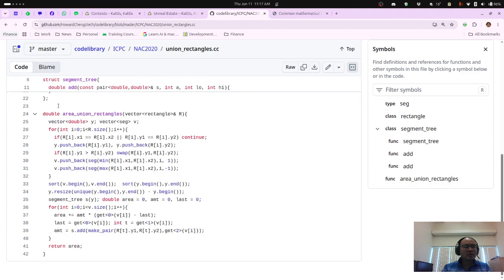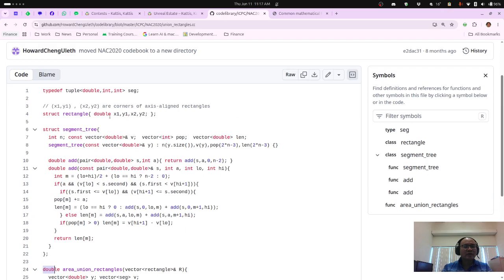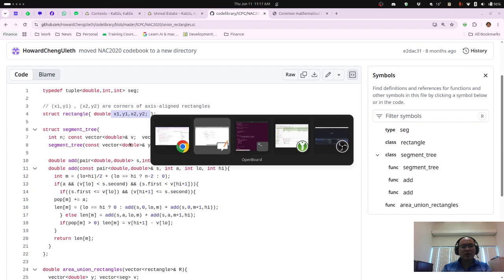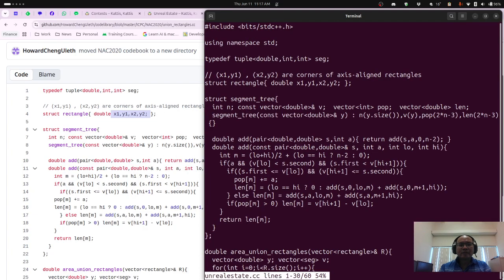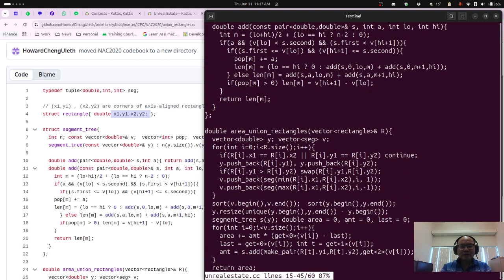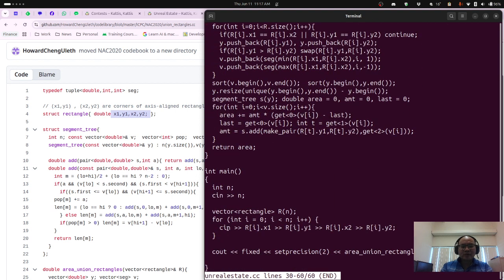You paste it in. There's area, union, rectangles. It's a vector of rectangles, and it'll give you the area. What is a rectangle? It's just the corners. So here's my code. I copy this stuff, I read in the input, I call the function. That's the end of the story.